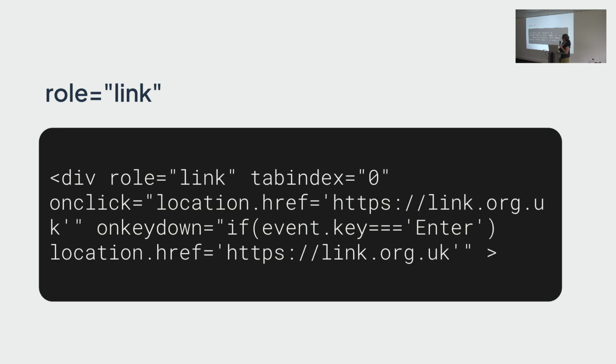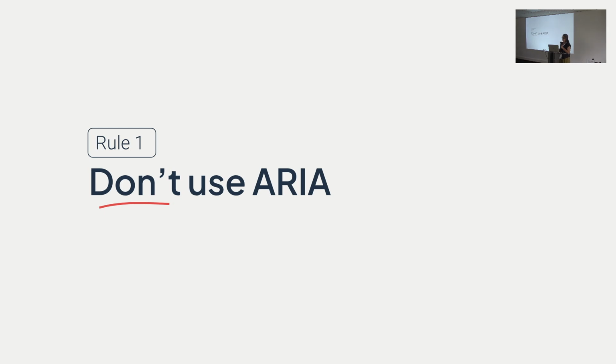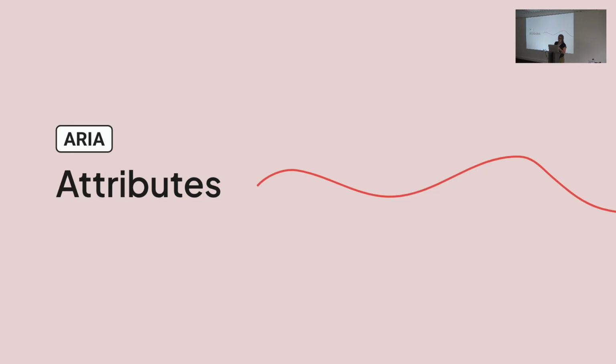So we'd have to do something like this to make that role, that link, actually a link, which is a lot of work. So this brings us to the first rule of ARIA, which is don't use ARIA. If there is a native HTML element, you should use that. It's intended to fill the information gaps, but we should try not to have gaps in the first place.